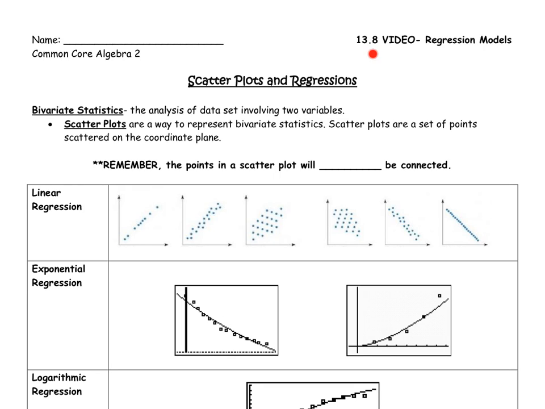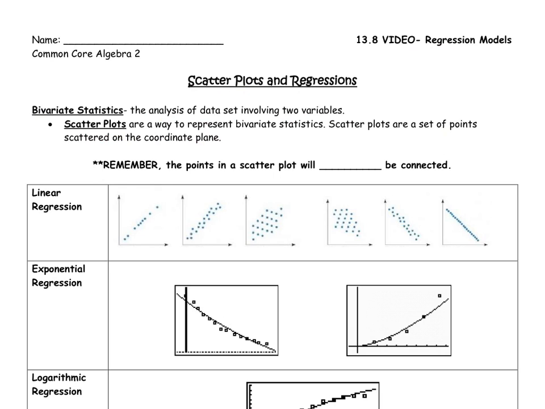Hi everyone, in today's lesson we're going to talk about regression models. In order to do that we need to recall scatter plots. Basically what scatter plots are, they're a way to represent bivariate statistics. Scatter plots are simply a set of points scattered on the coordinate plane. Now what is bivariate statistics? Bivariate is just data involving two variables.